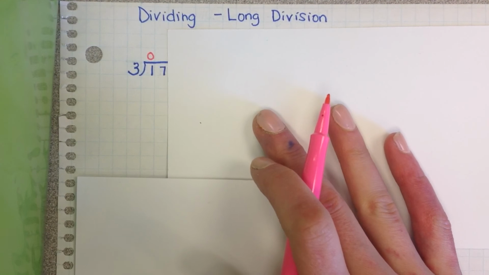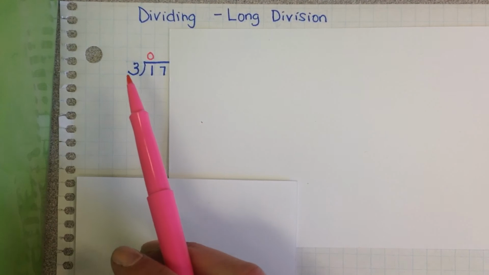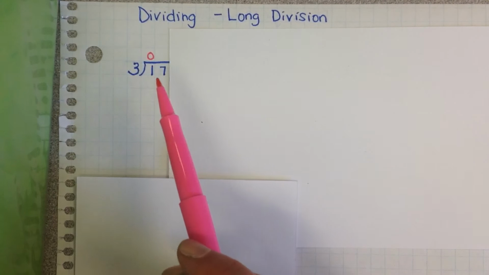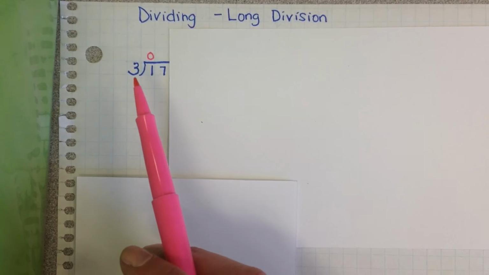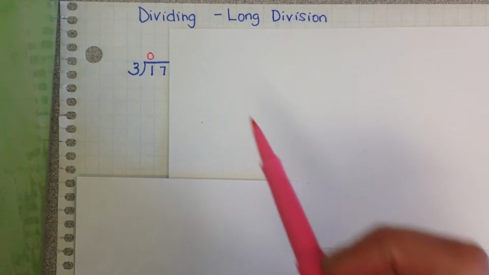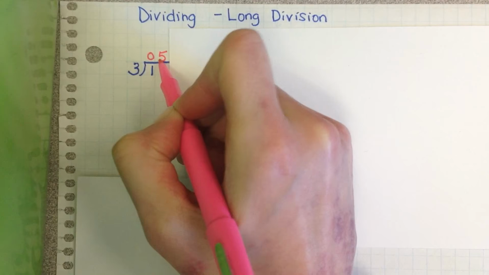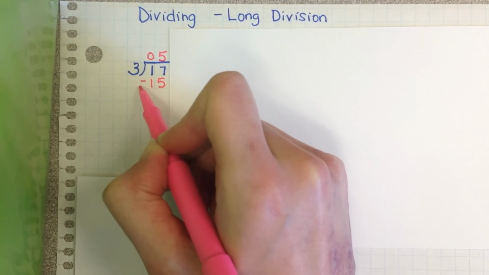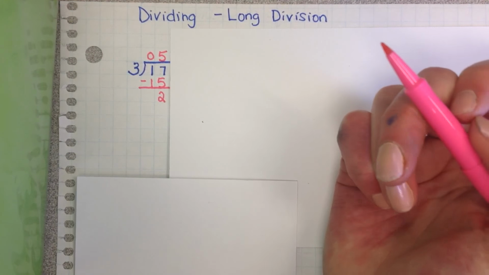I'm going to move next door, and now I'm looking at 17. So I ask myself, how many times does 3 go into 17? How many groups of 3 can I make with 17 people? I know that 3 times 5 is 15, and 3 times 6 is 18. So I can't make 6 full groups, so I put 5. Since that's only 15 people, I know I'm going to be left with 2 that aren't in groups.